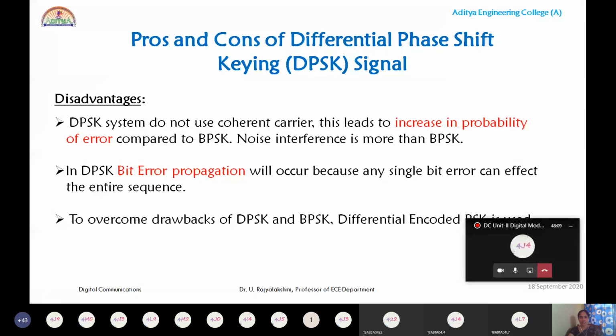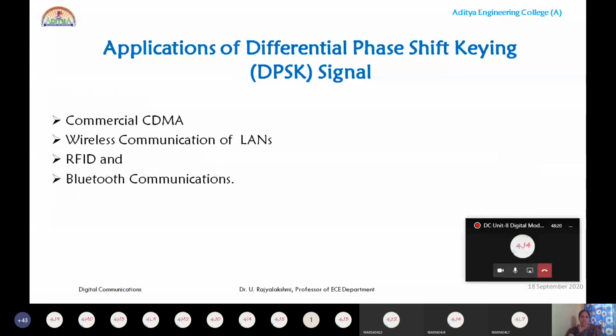Next, to overcome the drawbacks of differential phase shift keying and binary phase shift keying, we use differential encoded PSK. So what is differential encoded PSK? It is a combination of differential phase shift keying and binary phase shift keying. Before discussing differential encoded PSK, let us see the applications of DPSK. Please remember that the applications of differential phase shift keying and binary phase shift keying remain almost the same.